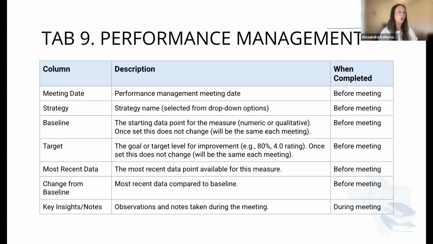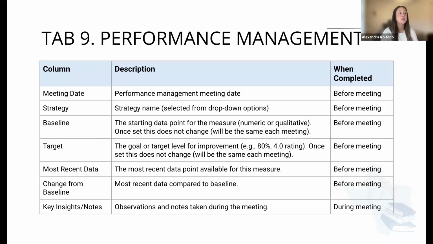So that's a starting point for the measure. It could be numeric or qualitative. Once you have this set, it doesn't change. It's always going to be the same for each meeting. It's just your baseline that you're going to compare it to. So again, if it was the teacher time allocated towards planning, maybe it was 2 hours a week.